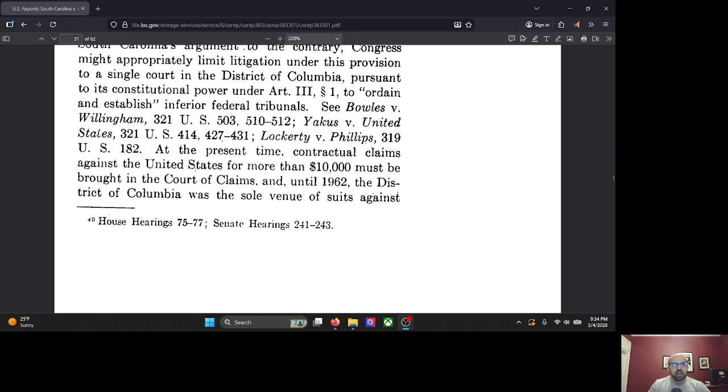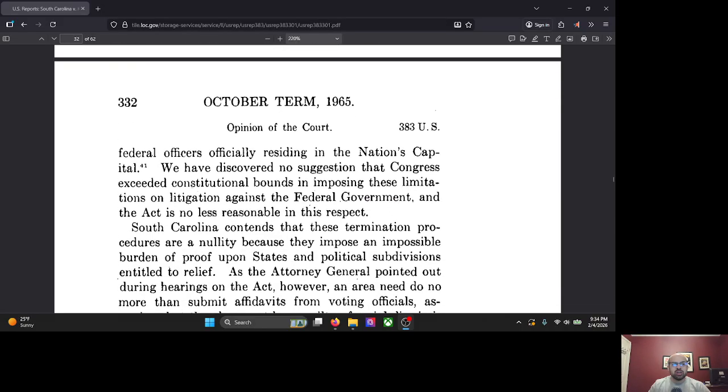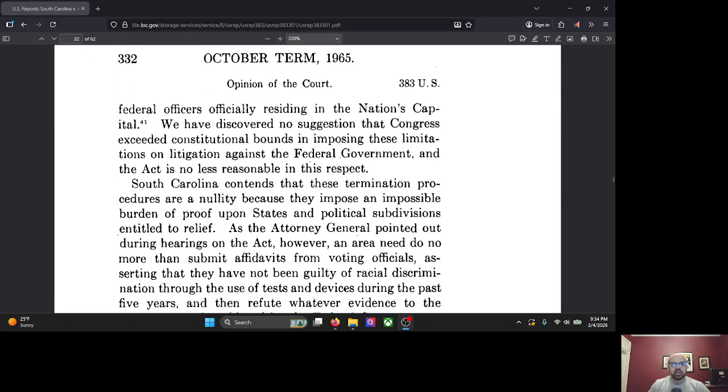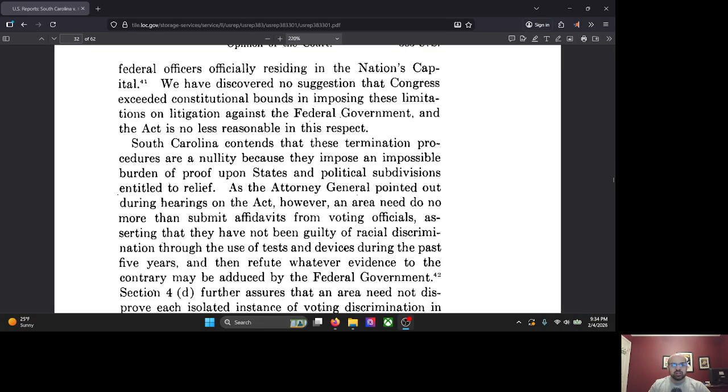At the present time, contractual claims against the United States for more than $10,000 must be brought in the Court of Claims, and until 1962, the District of Columbia was the sole venue of suits against federal officers officially residing in the nation's capital. We have discovered no suggestion that Congress exceeded constitutional bounds in imposing these limitations on litigation against the federal government, and the act is no less reasonable in this respect.